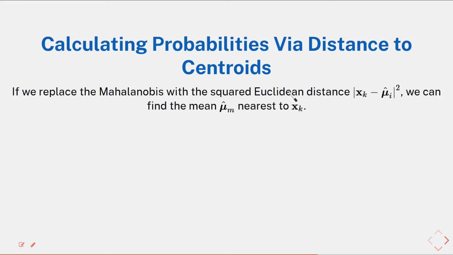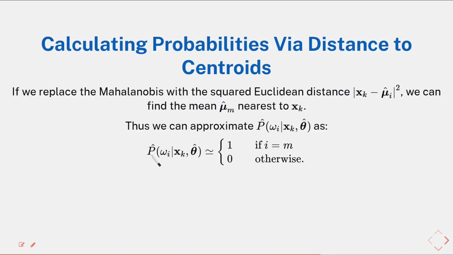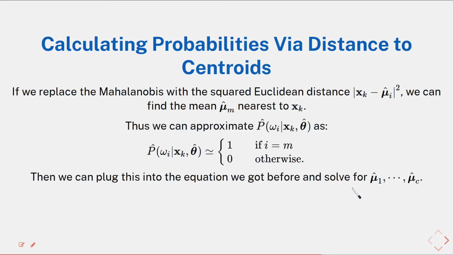So if we replace the Mahalanobis with the squared Euclidean distance, we can find the mean nearest to each sample. So then we can approximate the probability of a class like this. We could say that the probability of a class, given that we have a particular feature and given the set of parameters for our mixture, is either 1 if i is equal to m, or 0 otherwise. Right? So in other words, if i of this class is equal to m, which is the mean closest to x, then the probability that x belongs to that class is 1, and it's 0 otherwise. So then we can plug this into the equation we got before and solve for each one of our means.